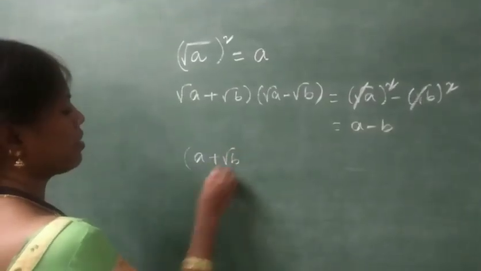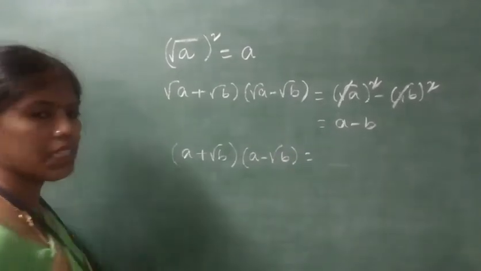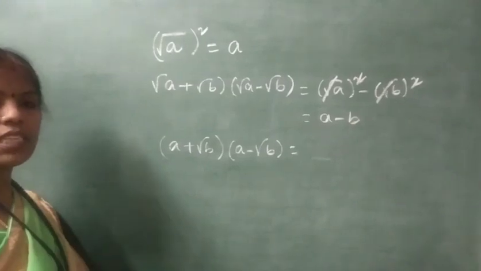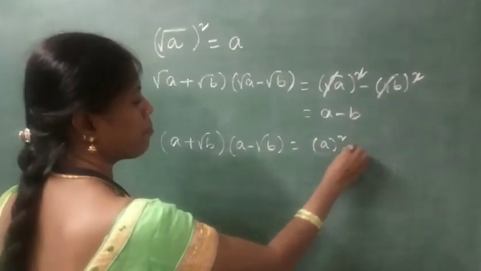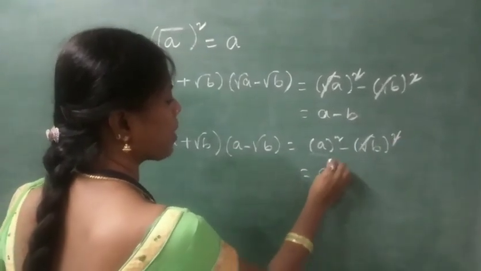Then a plus root b into a minus root b. Here it is a plus b into a minus b. What is a plus b into a minus b? a square minus b square. So a square minus b.